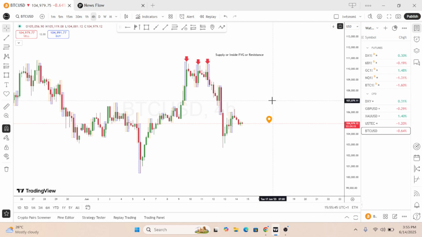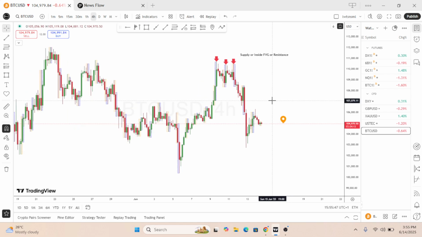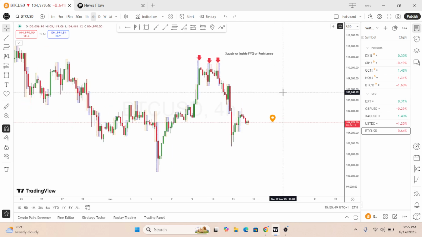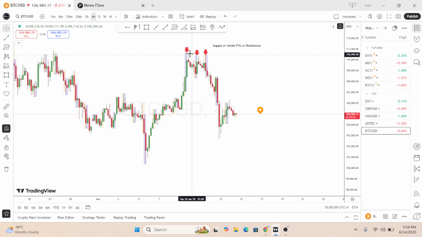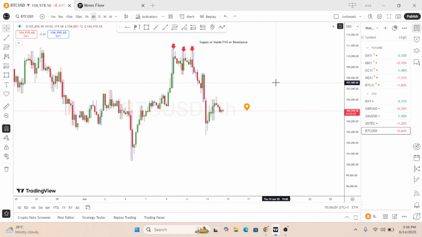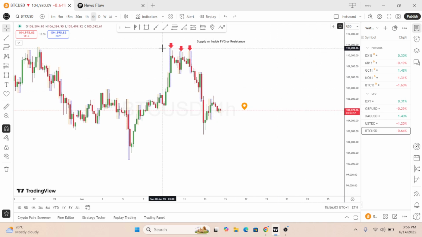Just like I said in my introduction, there is no strategy that works 100%. Knowing when to apply the strategy is just the real thing. So we have this triple top, or perhaps equal highs on Bitcoin. So it is something to monitor.